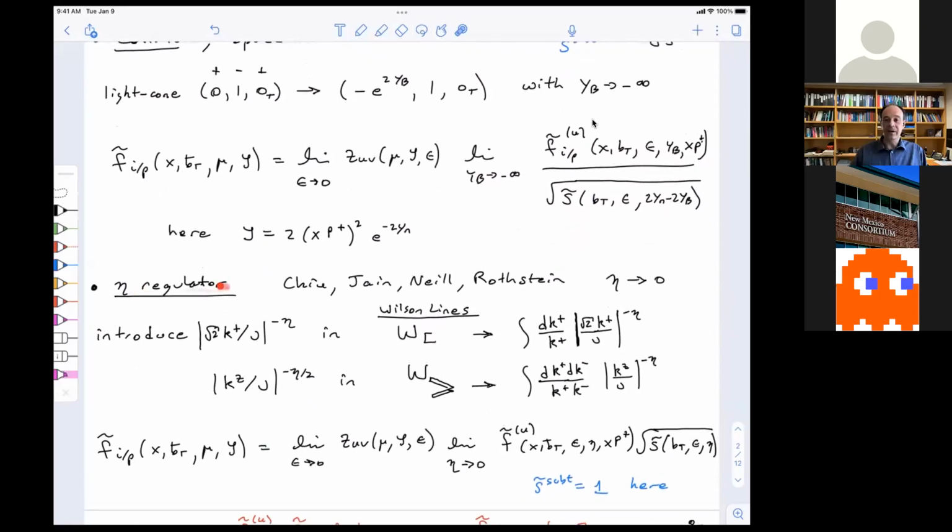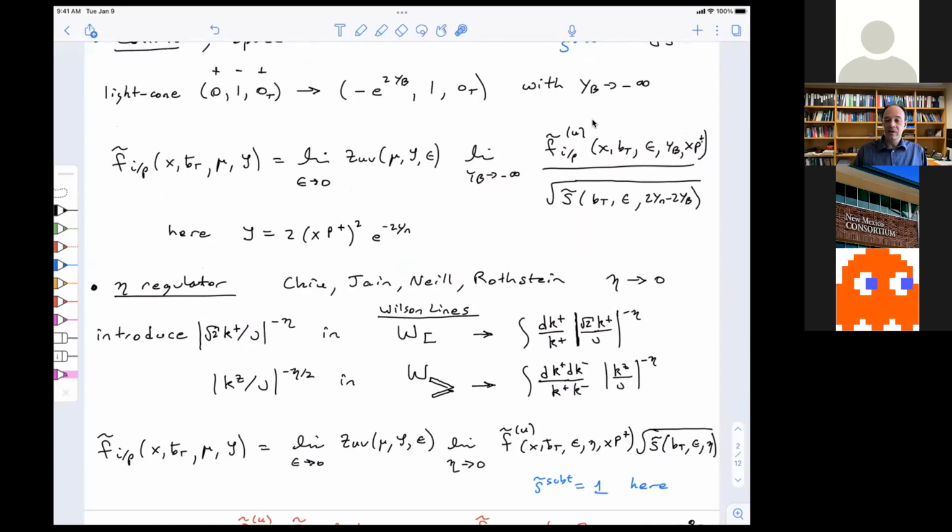So here's a definition that actually leaves the paths on the light cone, but regulates things in a little different way. It's called the eta regulator. One of the people that invented it is your lecturer on the SCET and evolution parts of the school. So you'll hear from Duff about those things.